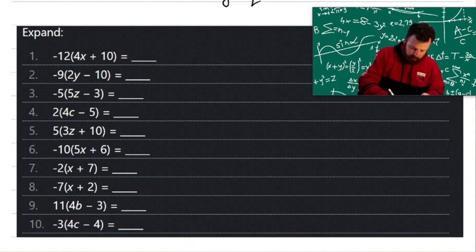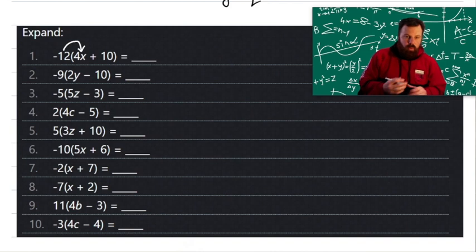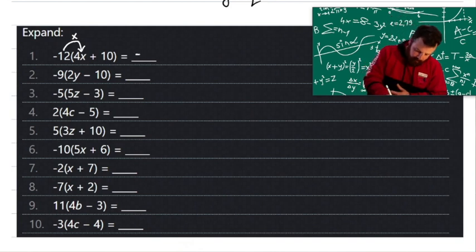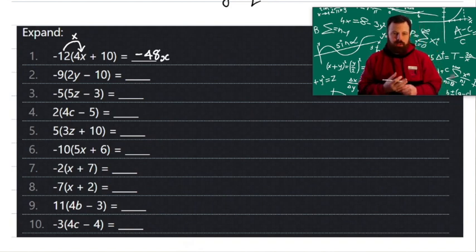So what we're going to do is, let's undo that. Turn that on. We need to multiply them together. So negative 12 times 4x, or negative 12 times 4, it's negative 48x. We continue our algebra on.